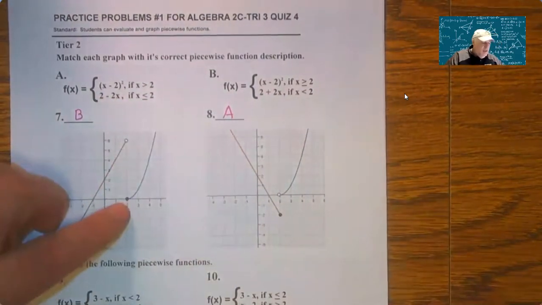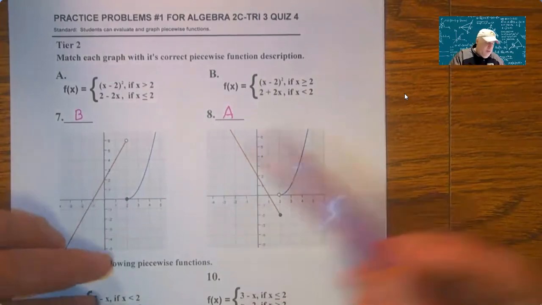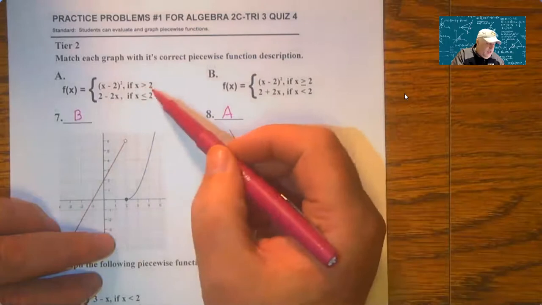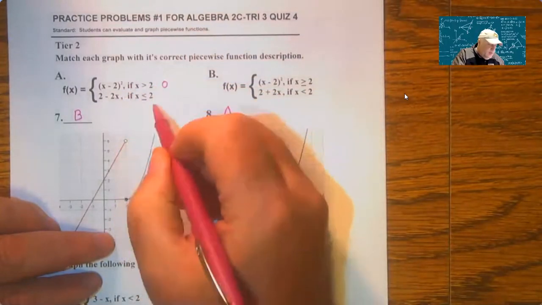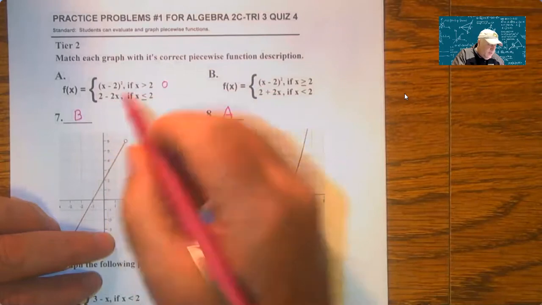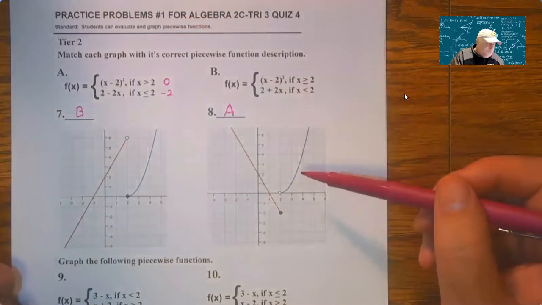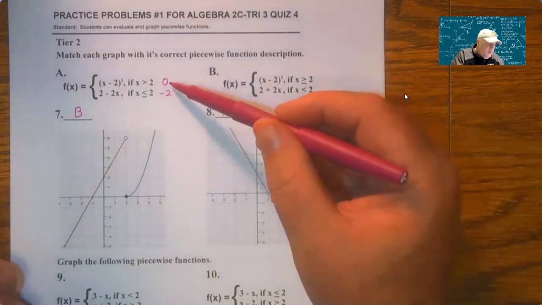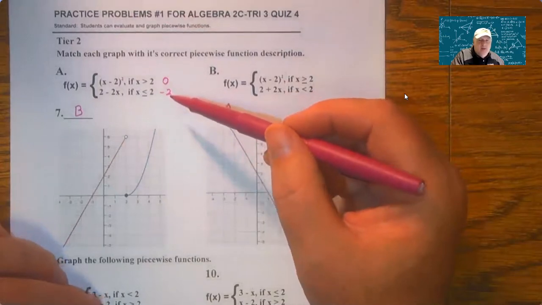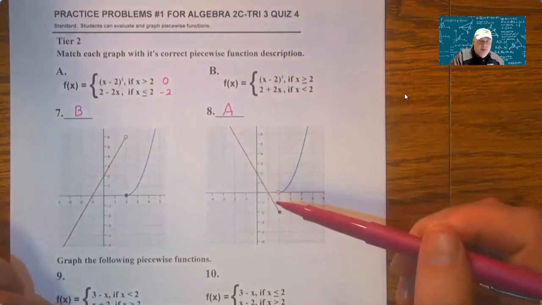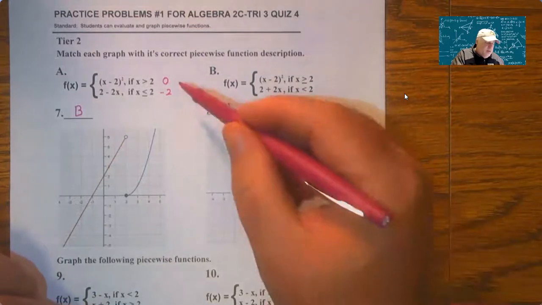Now there's more to it than that. You can do what I call a cut point evaluation. So if I look at a here and I put 2 in, I have 0 here at 2. And then if I put 2 in here, I have 2 minus 4, which is -2. So I should see a 0 open circle y value at 2. And then I should see a -2 y value closed circle at 2. So that's this graph here.